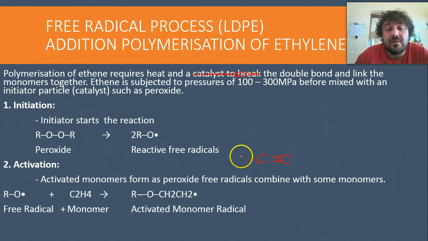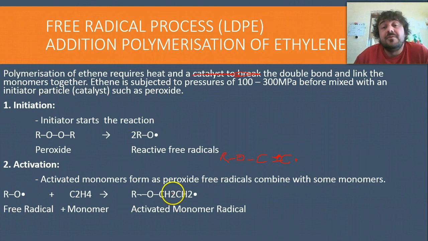So we then go oxygen R. That double bond is now broken, and we have a free electron there. Okay, so it turns this monomer into a radical. This monomer becomes a radical. All right, so that's activation.